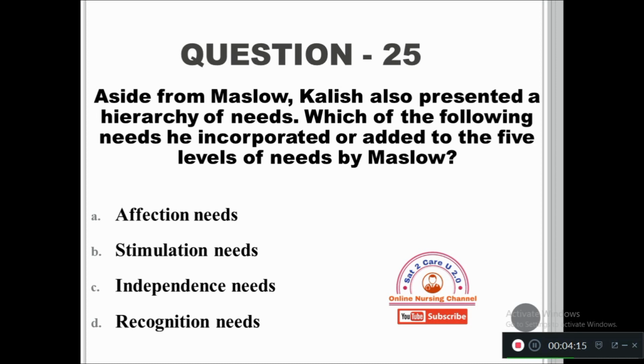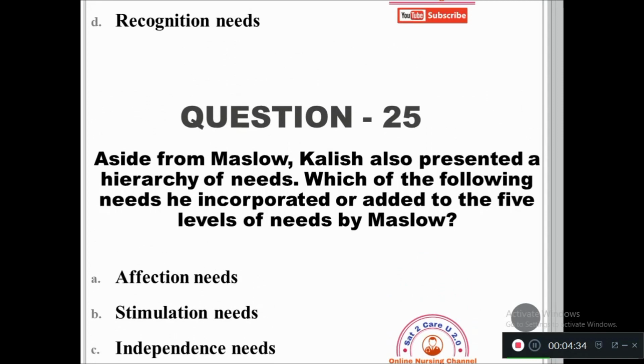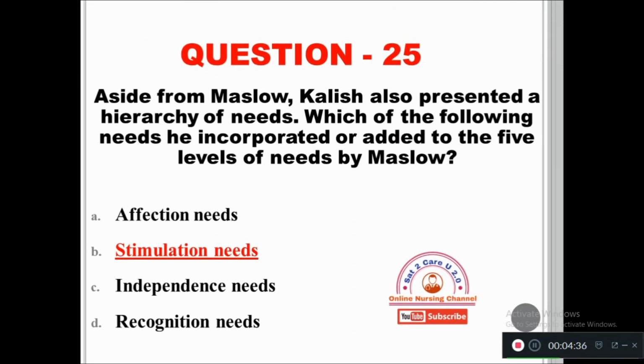So we all know very well about Maslow's hierarchy of needs. There is another hierarchy of needs theory that is given by Kalish. In this theory, which need did he incorporate to the mentioned 5 needs by Maslow? So the right answer here is option B, stimulation needs.